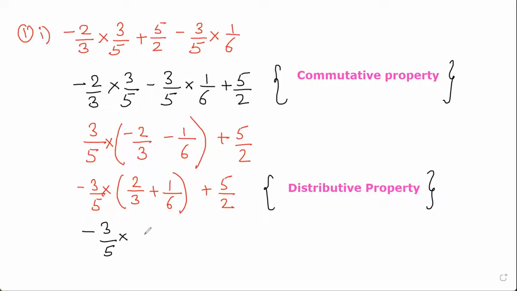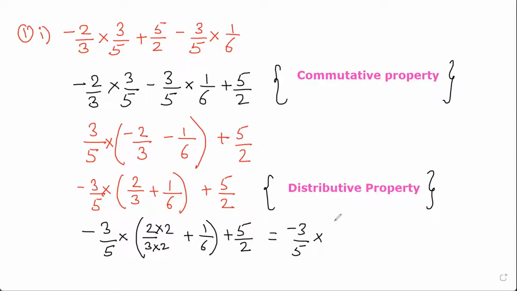The first term remains the same, and in the bracket, if you will see, the denominators are different. So what we'll do, we'll make the denominators same. Here we will multiply 2 by 3 with 2 so that the denominators would become same. So this way we'll write now. If you check this part, minus 3 by 5 remains same, multiplied by 2 to the 4 upon 3 to the 6 plus 1 by 6.